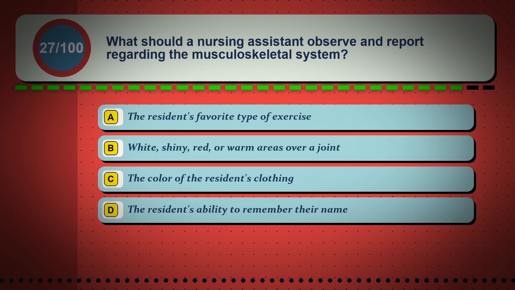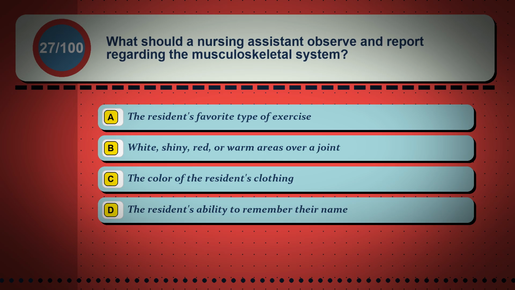Question 27. What should a nursing assistant observe and report regarding the musculoskeletal system? Option A. The resident's favorite type of exercise. Option B. White, shiny, red, or warm areas over a joint. Option C. The color of the resident's clothing. Option D. The resident's ability to remember their name.